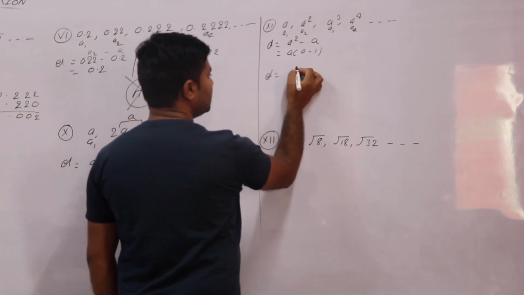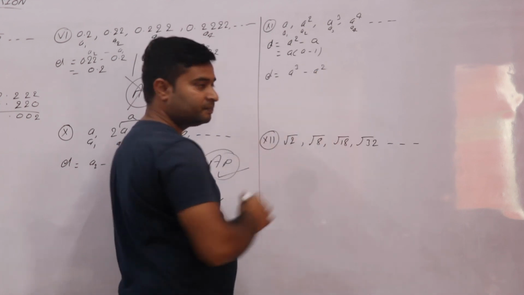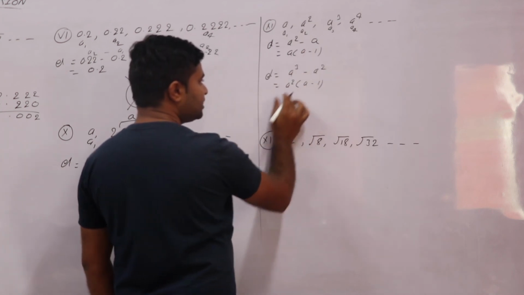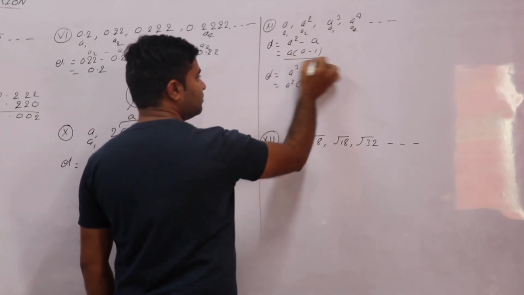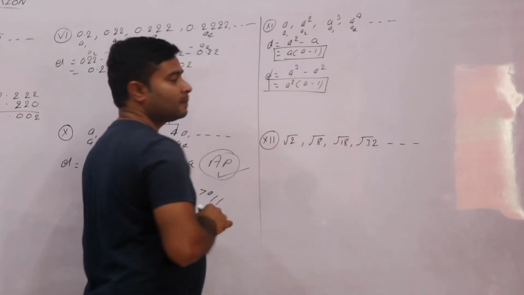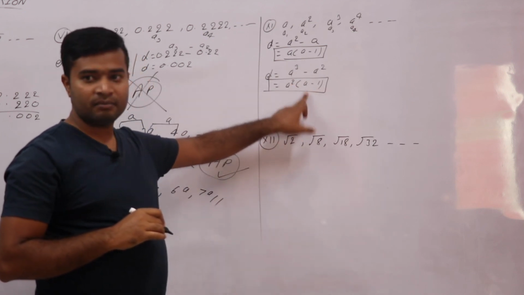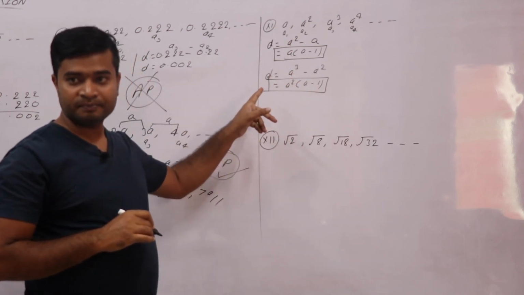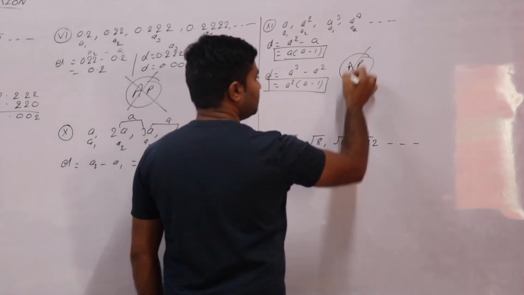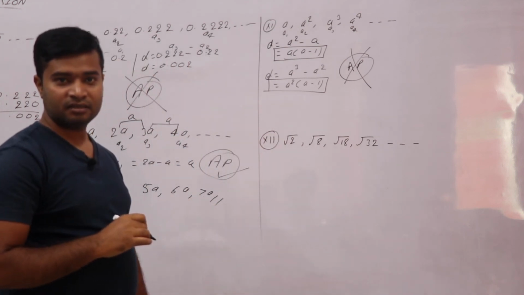One more time, find D. D is equal to A cube minus A square. We can take A square out, then it becomes A minus 1. But see, is it the same? Here, A minus 1 is the same, but A and A square are not the same. If it is not the same, it is not in AP. Not in AP. Getting? Yes, sir.